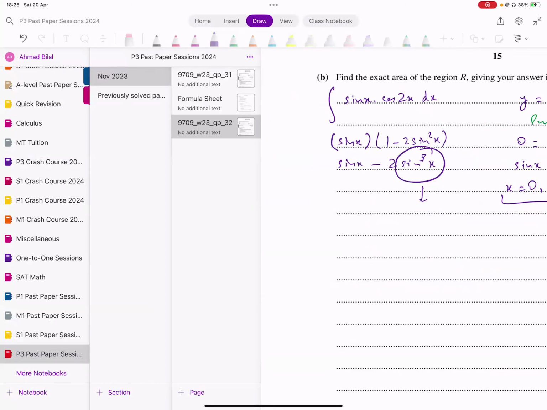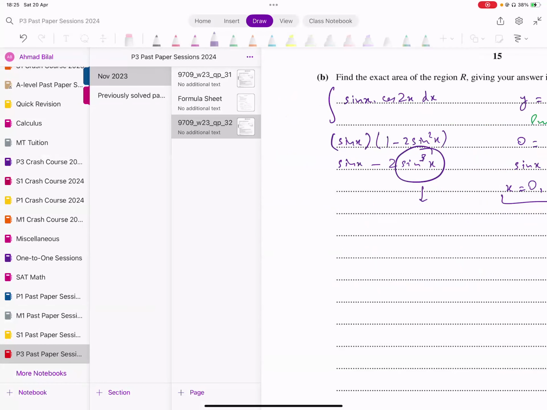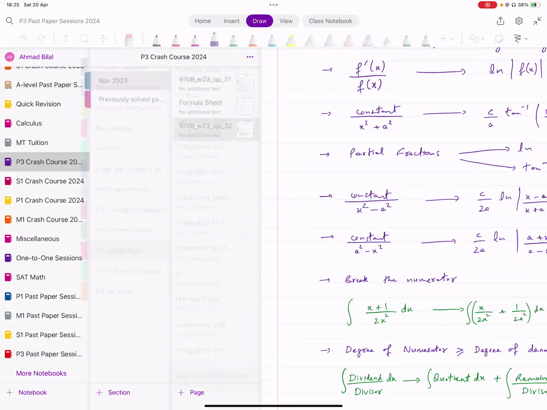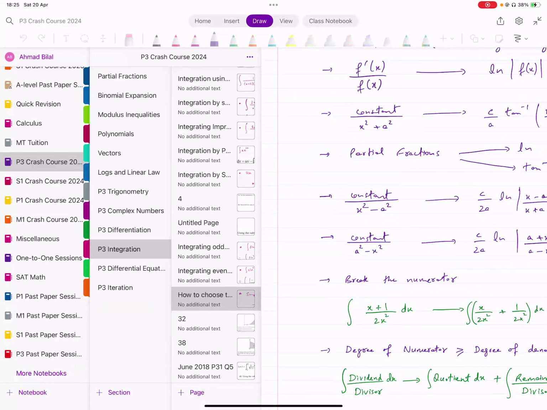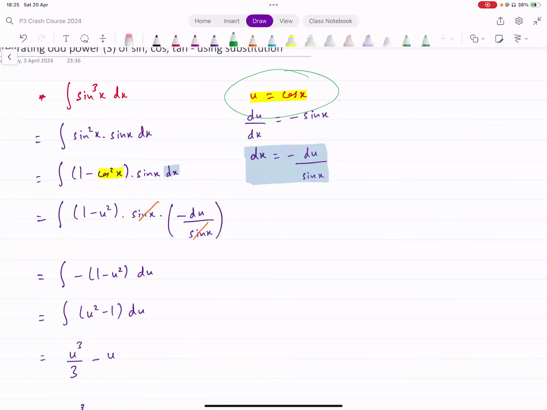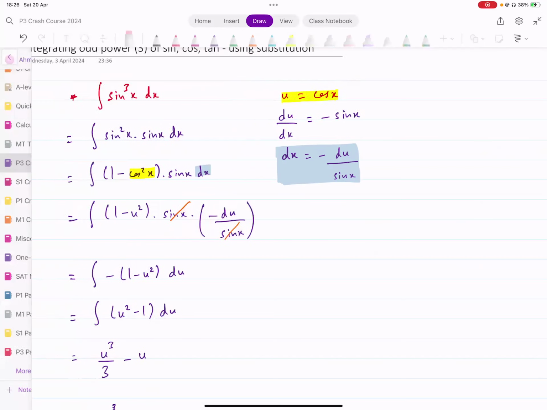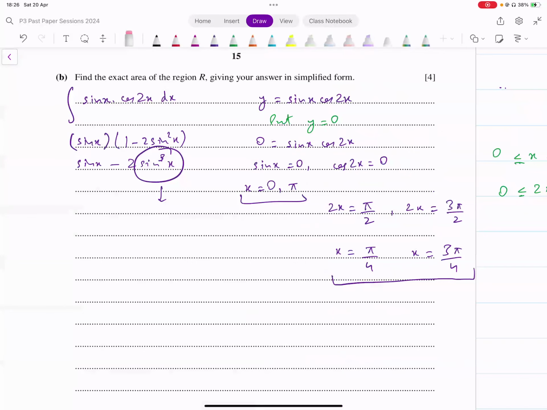So if you remember those substitutions that you've done for integrating odd powers of trigonometric functions, that's what you could use. Integrating odd powers, if you remember, for sine cube, you have to use the substitution u equals cos x, and then it could be integrated in a pretty straightforward way. However, since they've not given a substitution, you would have to think about the substitution yourself. So that would require some thinking. So you could do that.